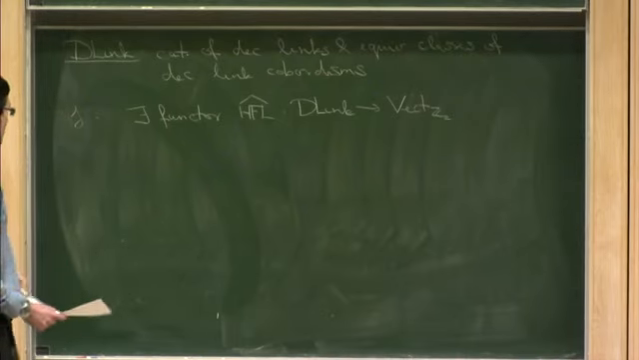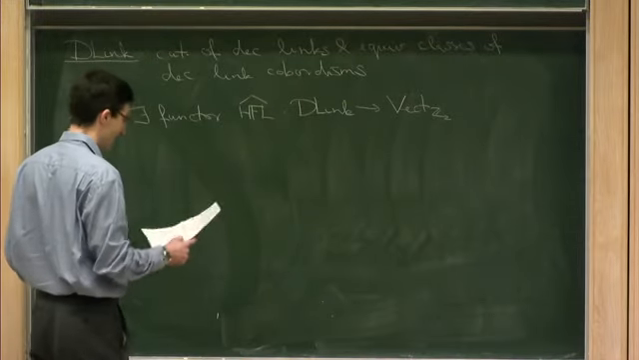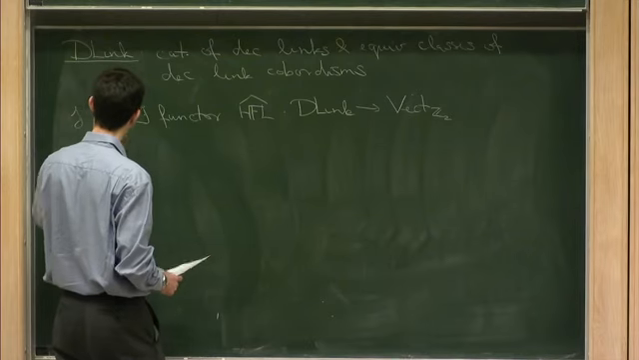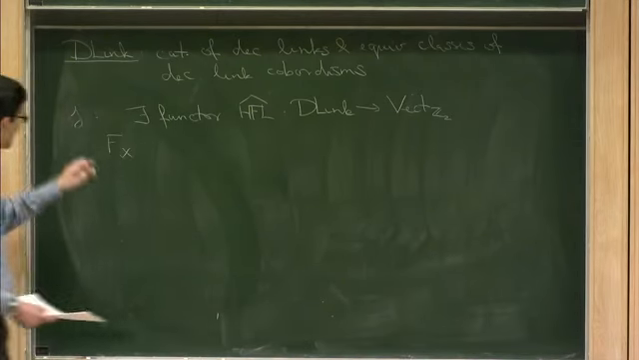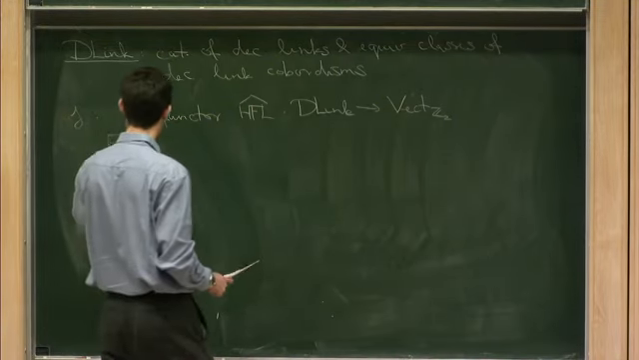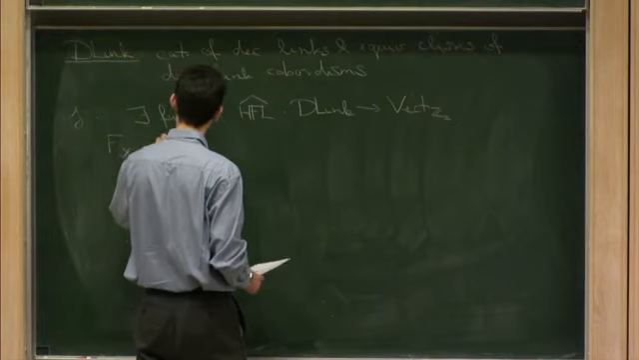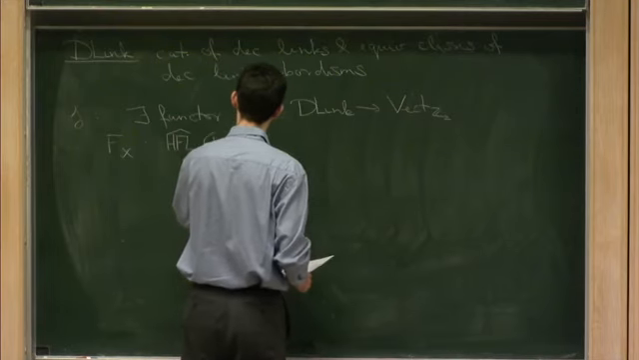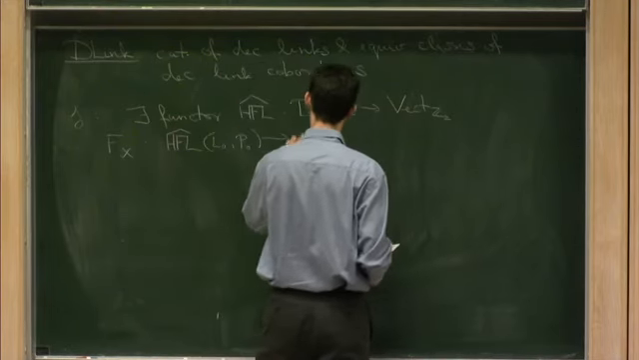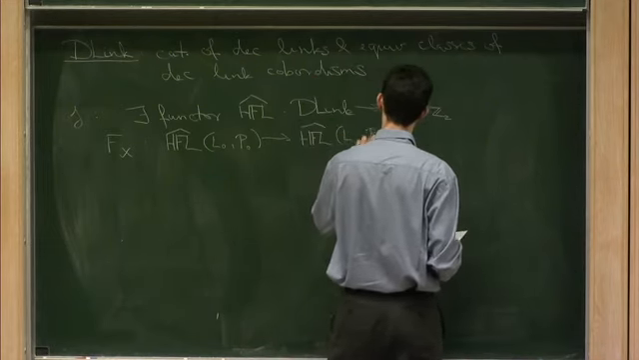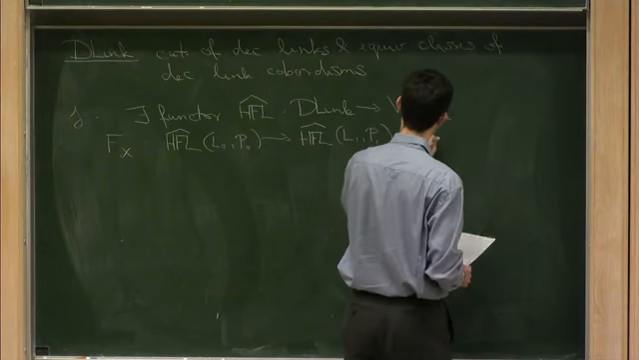So really the substantial part of this is that the link cobordisms induce maps. Given a decorated link cobordism X, I denote by F sub X the cobordism map from HFL hat of (L0, P0) to HFL hat of (L1, P1), and so this is a linear map.